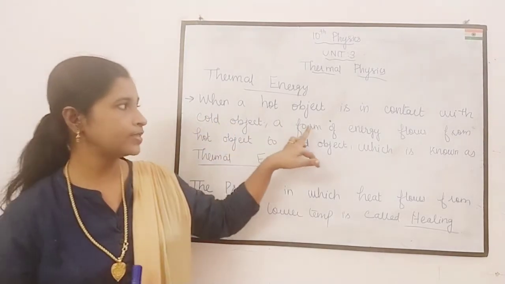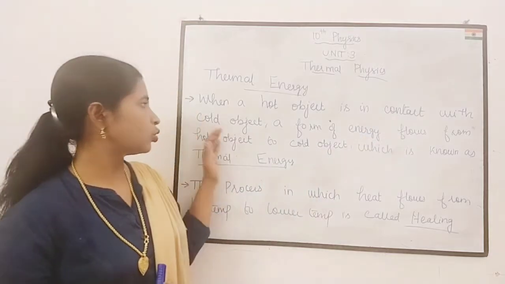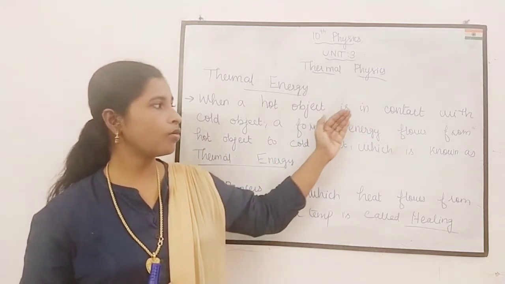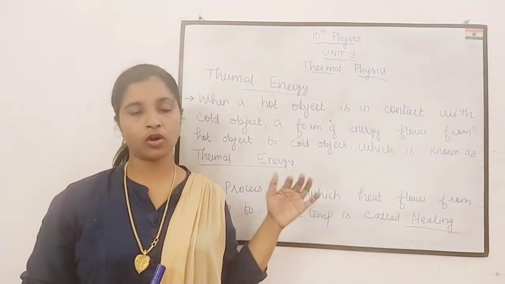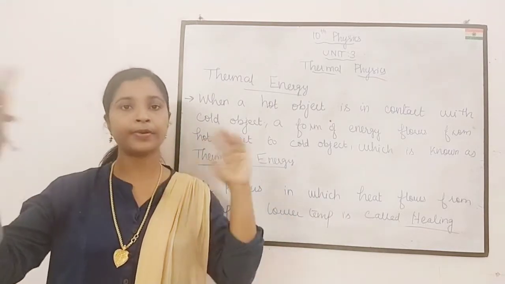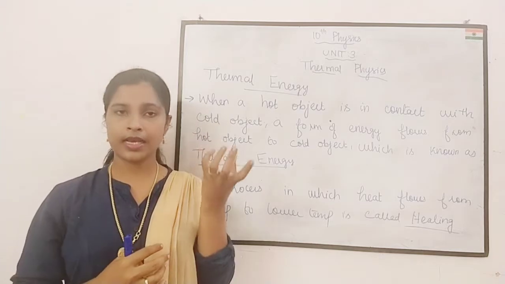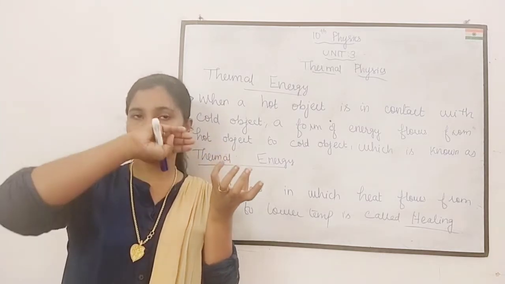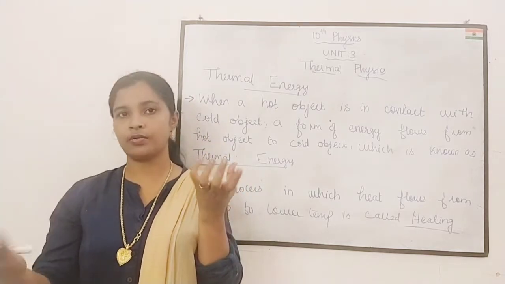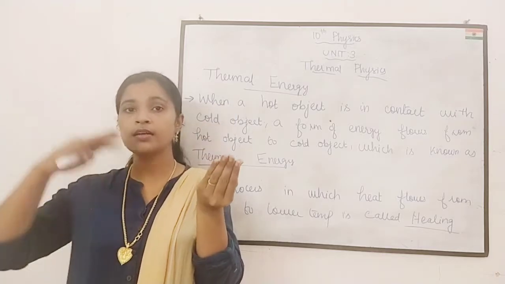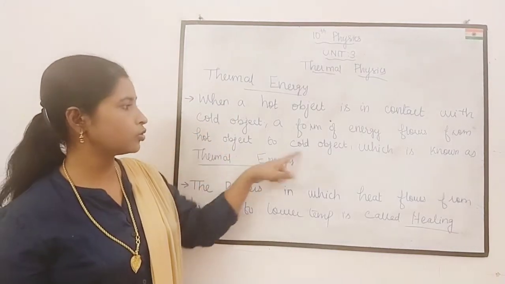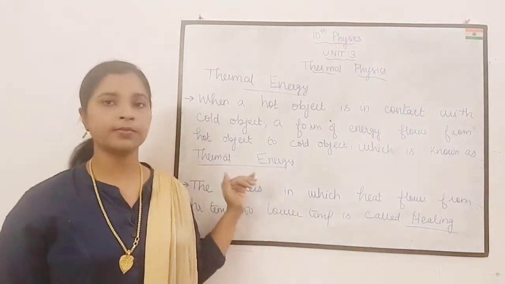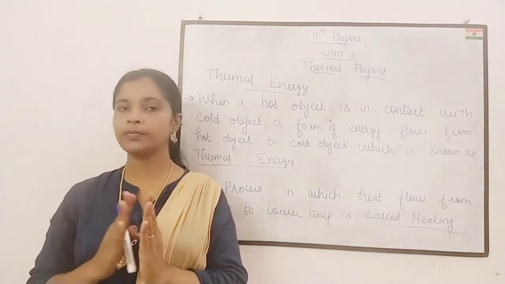When a hot object is in contact with a cold object, a form of energy flows from the hot object to the cold object. Always the energy flows from higher temperature to lower temperature. In case of hot coffee, heat flows from the hot coffee to the surrounding. In case of cold water, heat transfers from the surrounding to the cold water. Always from hot to cold object, which is known as thermal energy.